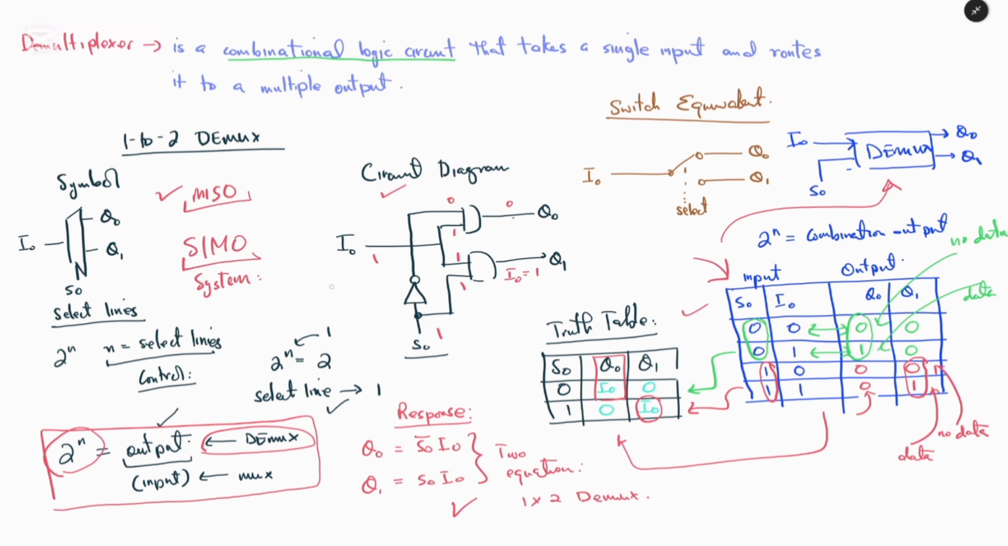So we will continue on with our next video about the 1 to 4 demultiplexer, where we describe a single input and we now should have 4 outputs.